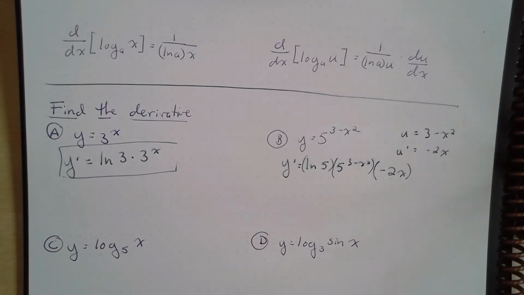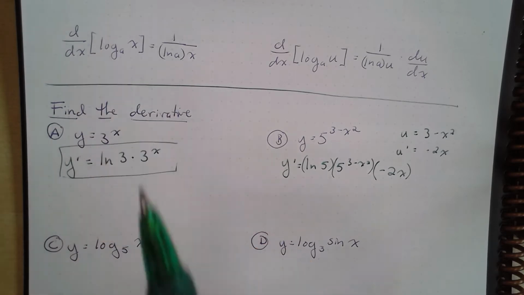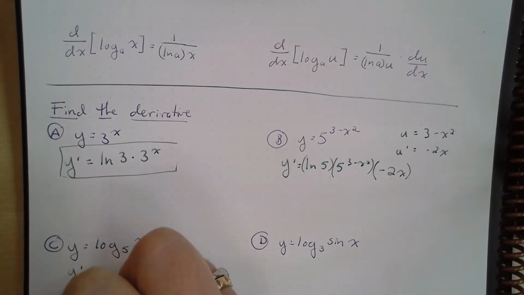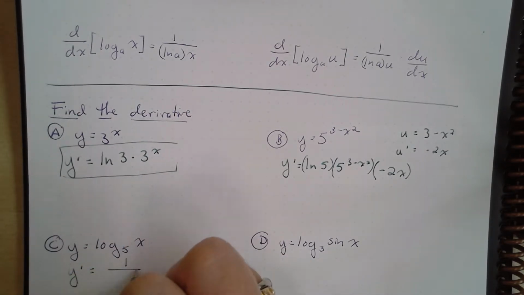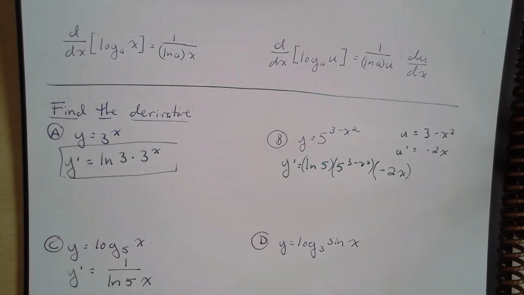Let's go down here and do a few more. We have log base 5 of x, and we want to find the derivative of that. Our derivative y prime is just going to be equal to 1 over the natural log of 5 times x. Simple enough. And I should put a multiplication symbol there.